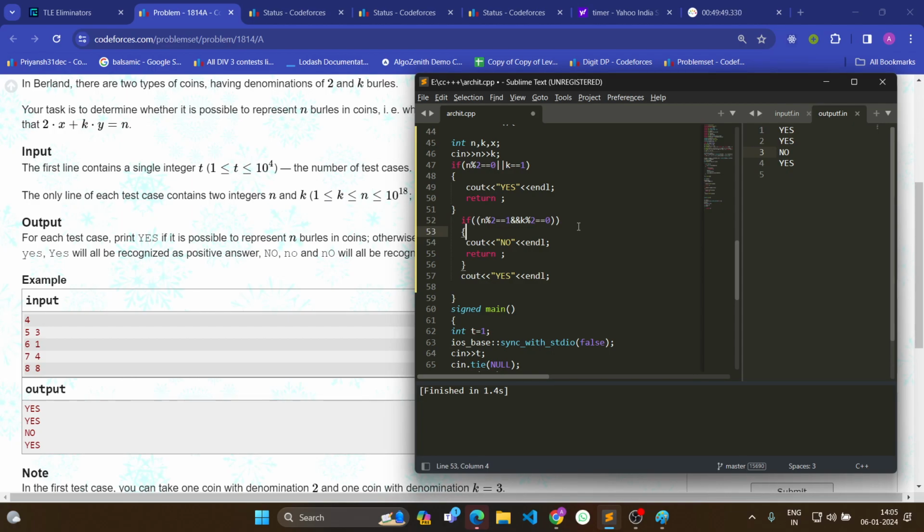So n mod 2 is equal to 1 and k mod 2 is equal to 0. That means k is a multiple of 2. Then you can never make it, since n is odd and k is not odd. So you're adding even and even, which can never add up to odd. Okay, and yeah, that should be the answer.